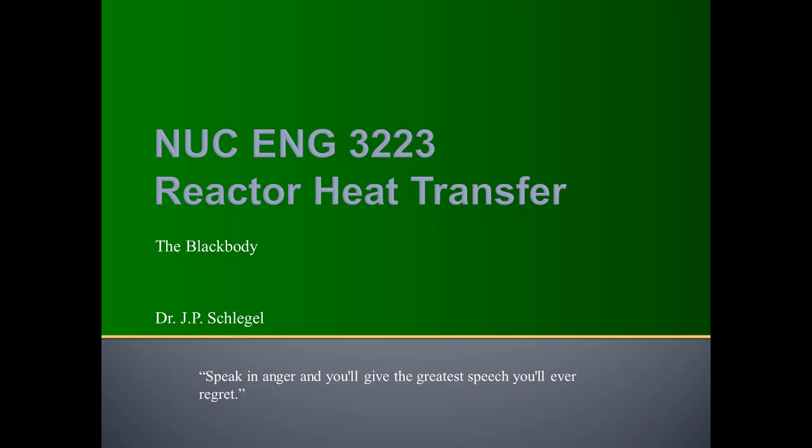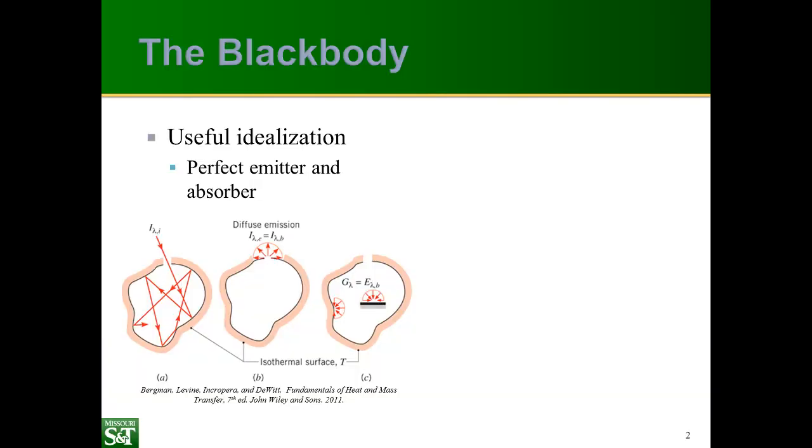Hello, and welcome to this discussion of the idea of the black body. Now, the black body is a useful idealization that we're going to use as a starting point. The black body is a perfect emitter and absorber, so it absorbs all of the radiation that comes in contact with it. It has an absorptivity of 1. And at a given temperature and wavelength, no surface can emit more radiation.